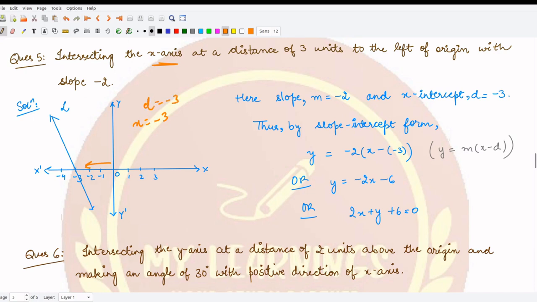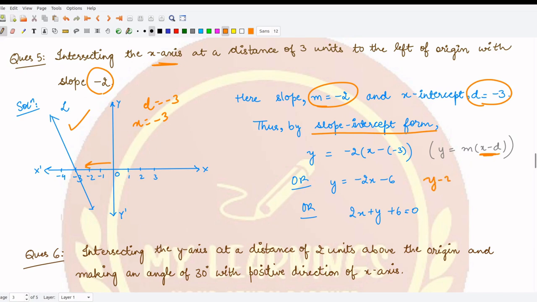And then it is making a slope of -2. Fine. So it would look something like this. Here the value of slope is -2 and the x-intercept, which is d, is -3. So here we can use the slope intercept form. Again, you have two kinds of slope intercept form equation. One is y is equal to m(x minus d), where you have the x-intercept, and we also have an equation with the y-intercept.